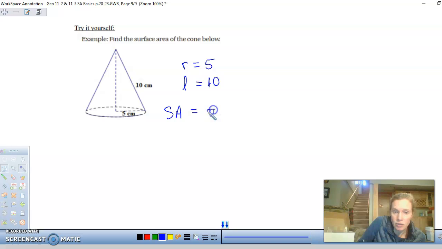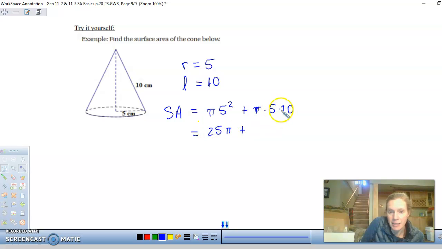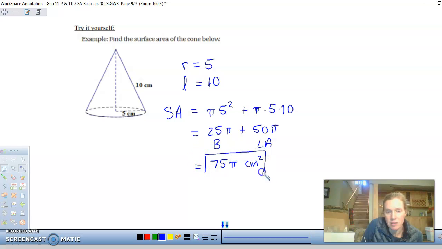Okay, so welcome back here. You should have pi r squared plus pi r L. And then simplifying, that's 25 pi. That's going to be 50 pi. And remember, this is the base and this is the lateral area. So then you just add those together. If they both have pi, you can combine like terms. So my final answer would be 75 pi centimeters squared. So with that formula, it actually is fairly straightforward as long as you plug things in the right places.